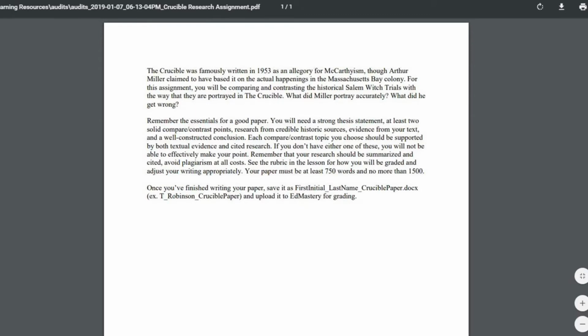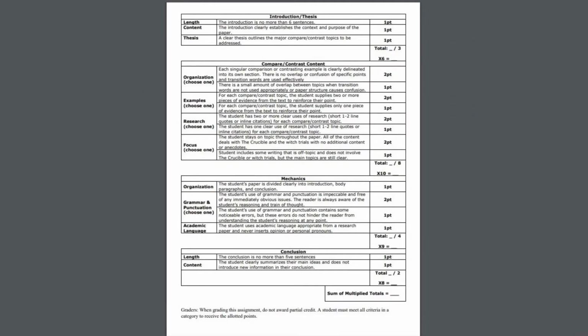Textual evidence is going to be from the play, and cited research is just what you found from your sources on the internet. You're going to need to include information from both of those. Okay, the next thing that we're going to do is I want you to click on the student rubric.